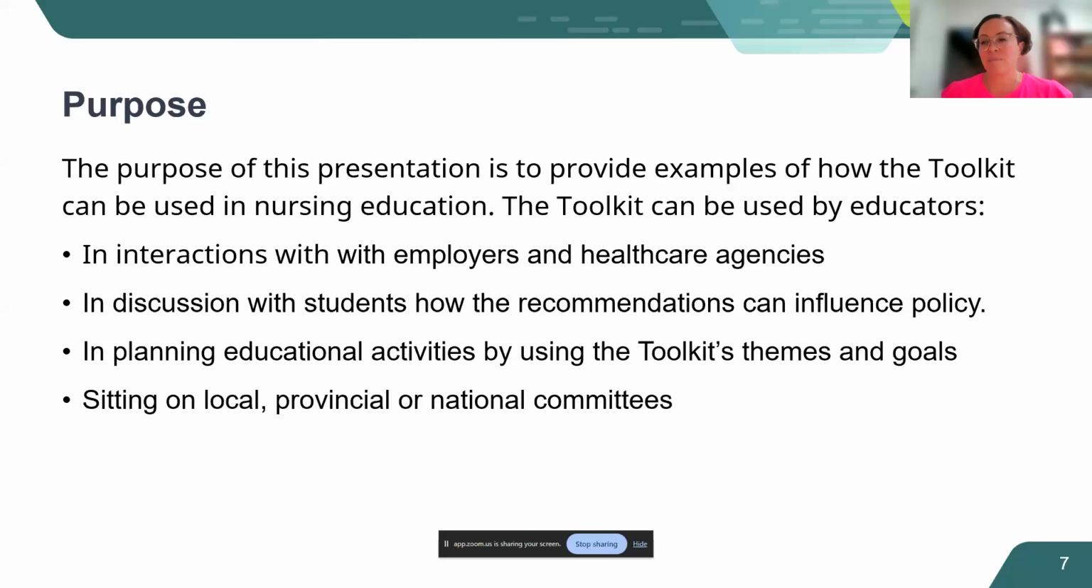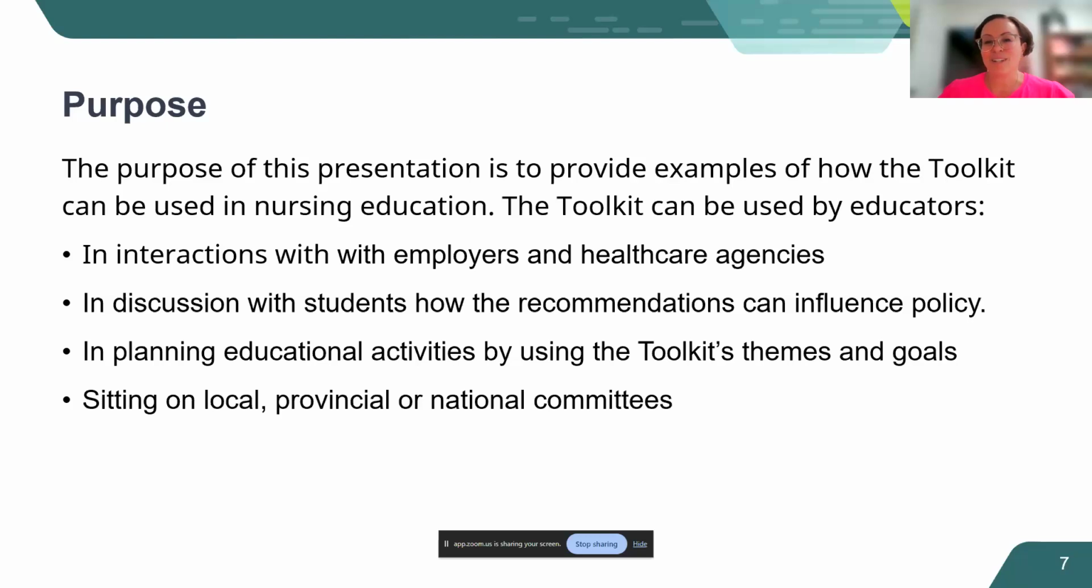Since my appointment, there have been calls for a national nursing health workforce strategy, and really the retention toolkit is that de facto pan-Canadian strategy. It does provide a glimpse of what nurses want and currently need, and I think it will be helpful when educators are interacting with employers and healthcare agencies, as well as brokering those relationships between academic settings and health service delivery settings.